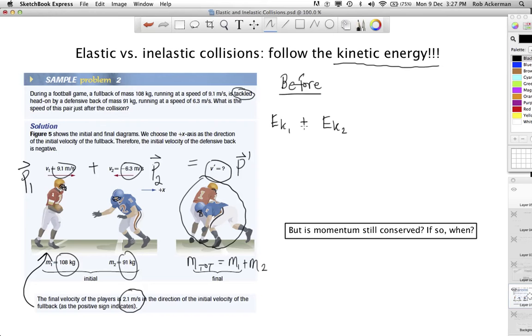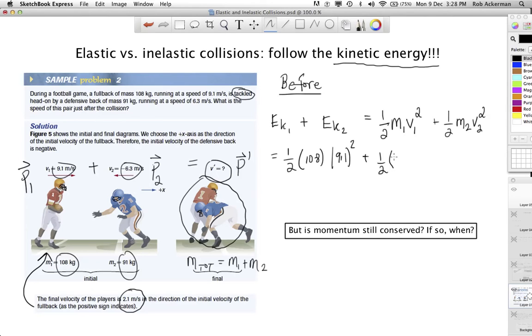Now, if we add those up, after calculating them, we're going to get a number. So let's figure out what that would be. Kinetic energy, as you know, is a half mv squared. So we do this. We're going to put in each of the masses, which is going to be 108, and we're going to put in the speed here, 9.1. I'm leaving out units because I want to go a little bit quicker here. You should, however, always include units.